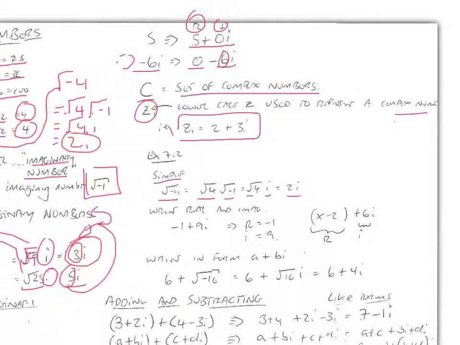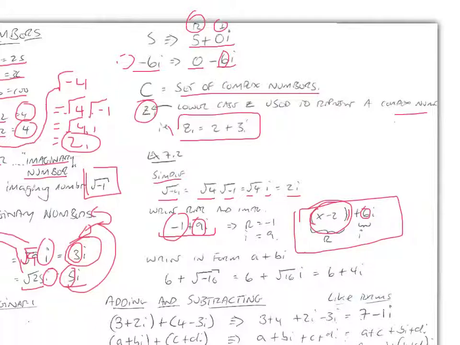Or we might be asked to write the real and imaginary parts of the complex number minus 1 plus 9i. Well, the real part is minus 1, and the imaginary part is the plus 9. If we take this example here, x minus 2 plus 6i, well, from this complex number, this is the real part, x minus 2, and 6 is the imaginary part. Okay.